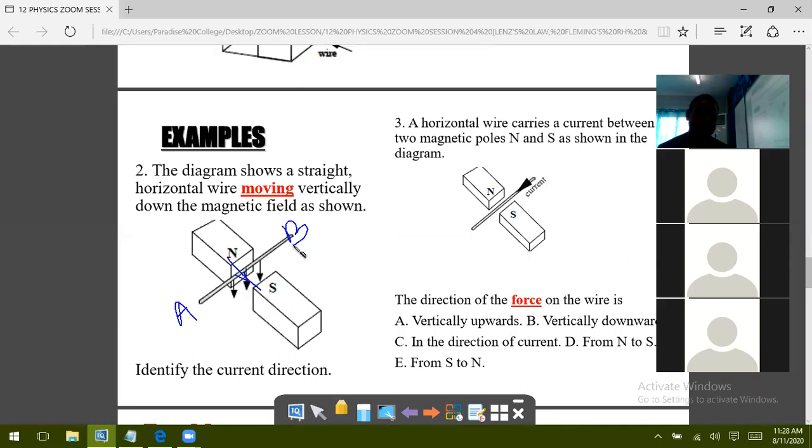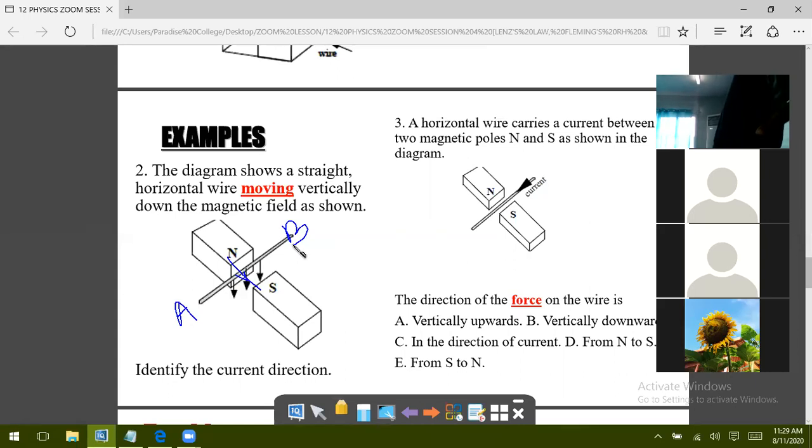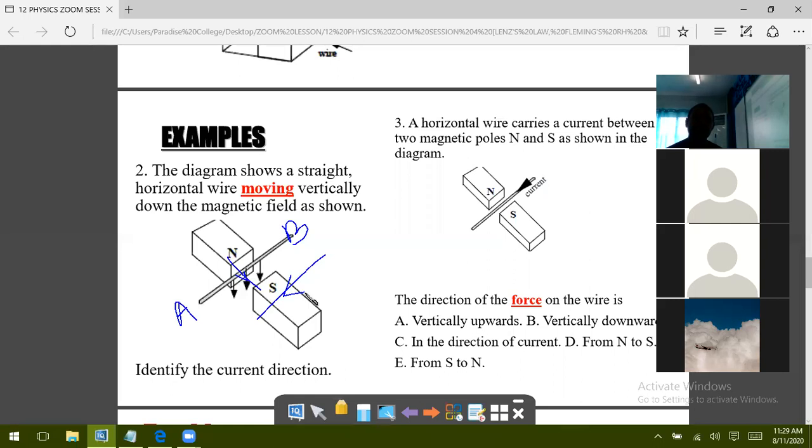A to B. A to B. Oh no, it's B to A. Yeah, B to A. It's going from B to A.